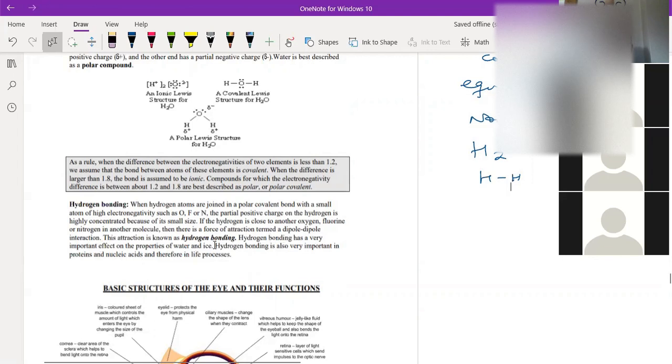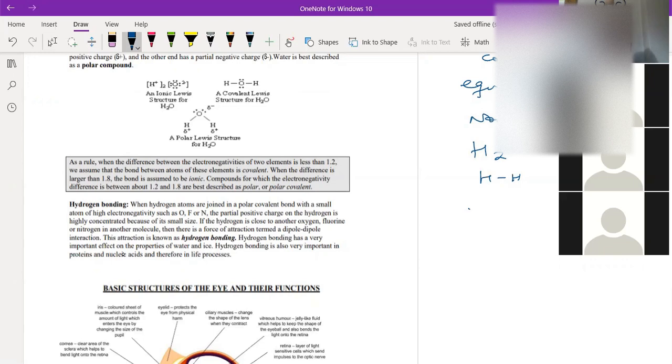So hydrogen bond is a special type of bond, right? It has a very important effect on the properties of water and ice. Hydrogen bond is also very important in protein and nucleic acids, and therefore in life processes. Okay. So what we're saying is that if you take something like the water, as you can see here, partial negative charge on oxygen, partial positive charge on the hydrogen, right?